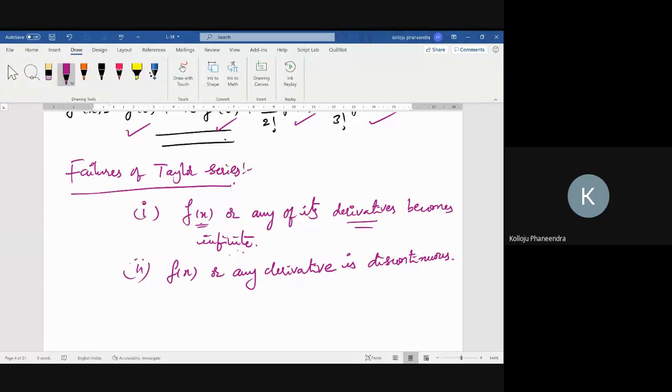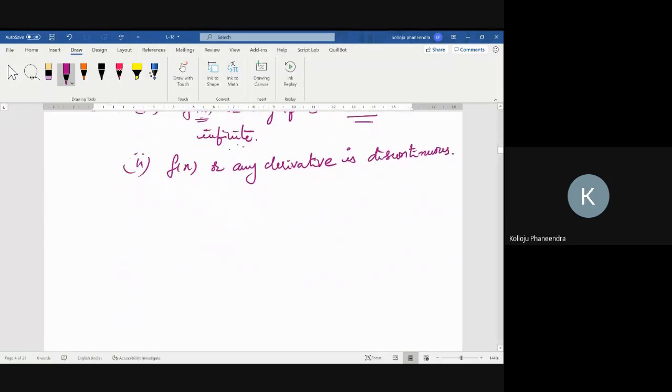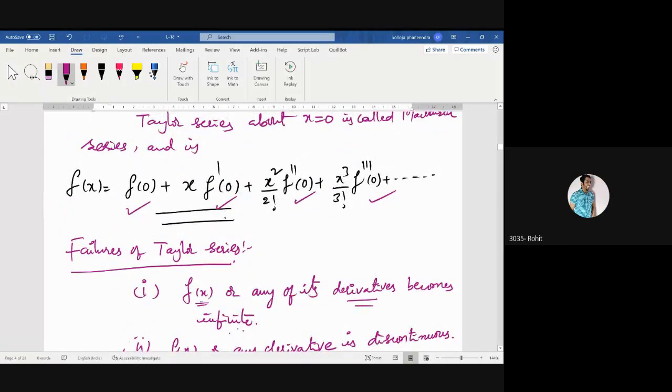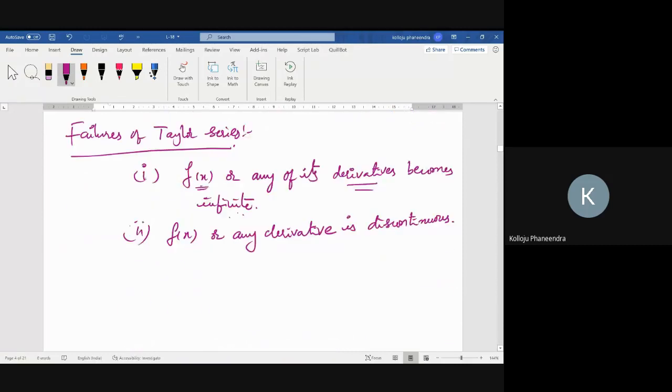So I'll take these problems. See, any doubts in Taylor's theorem or Taylor's expansions? Not many problems are given here. Hello. Any doubts? No, sir. Okay. Now problems.